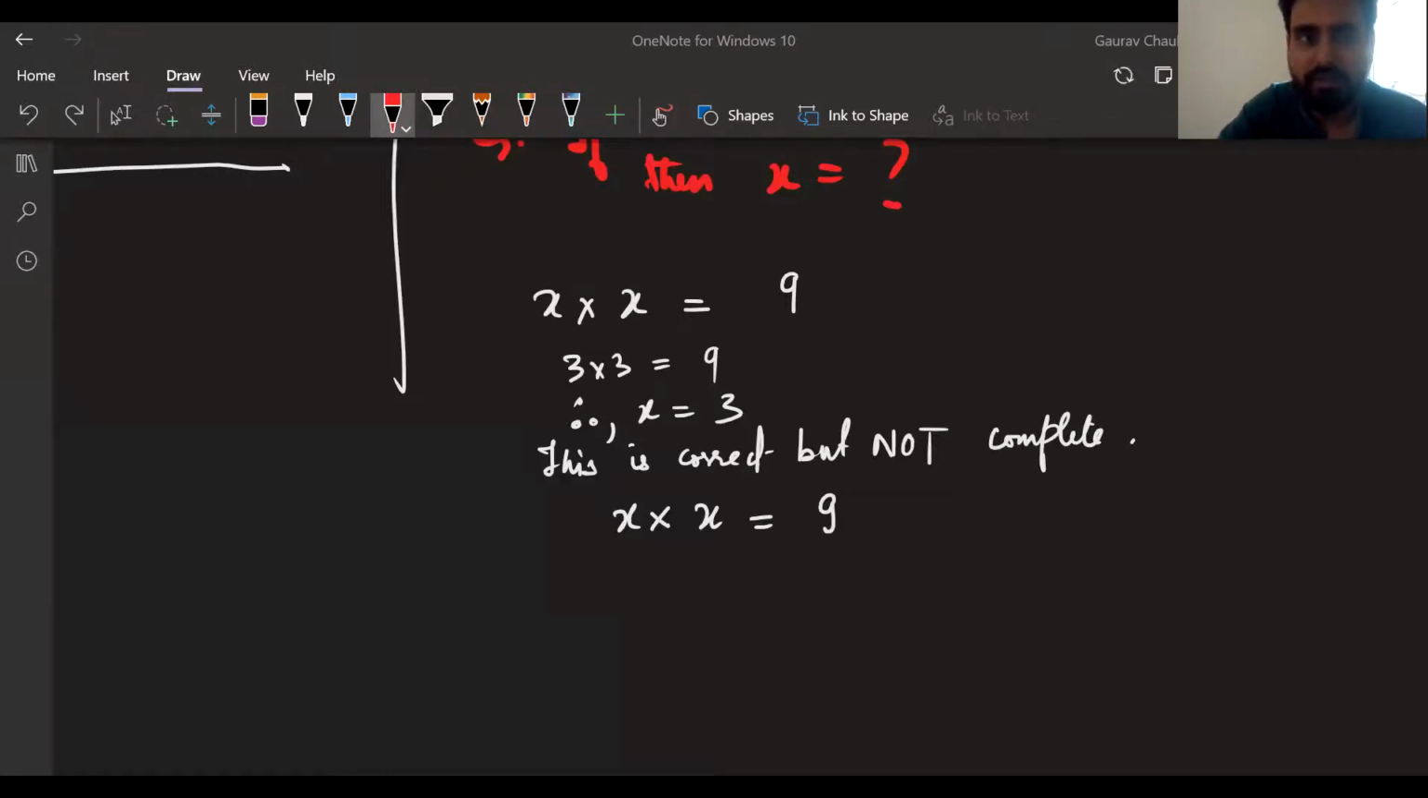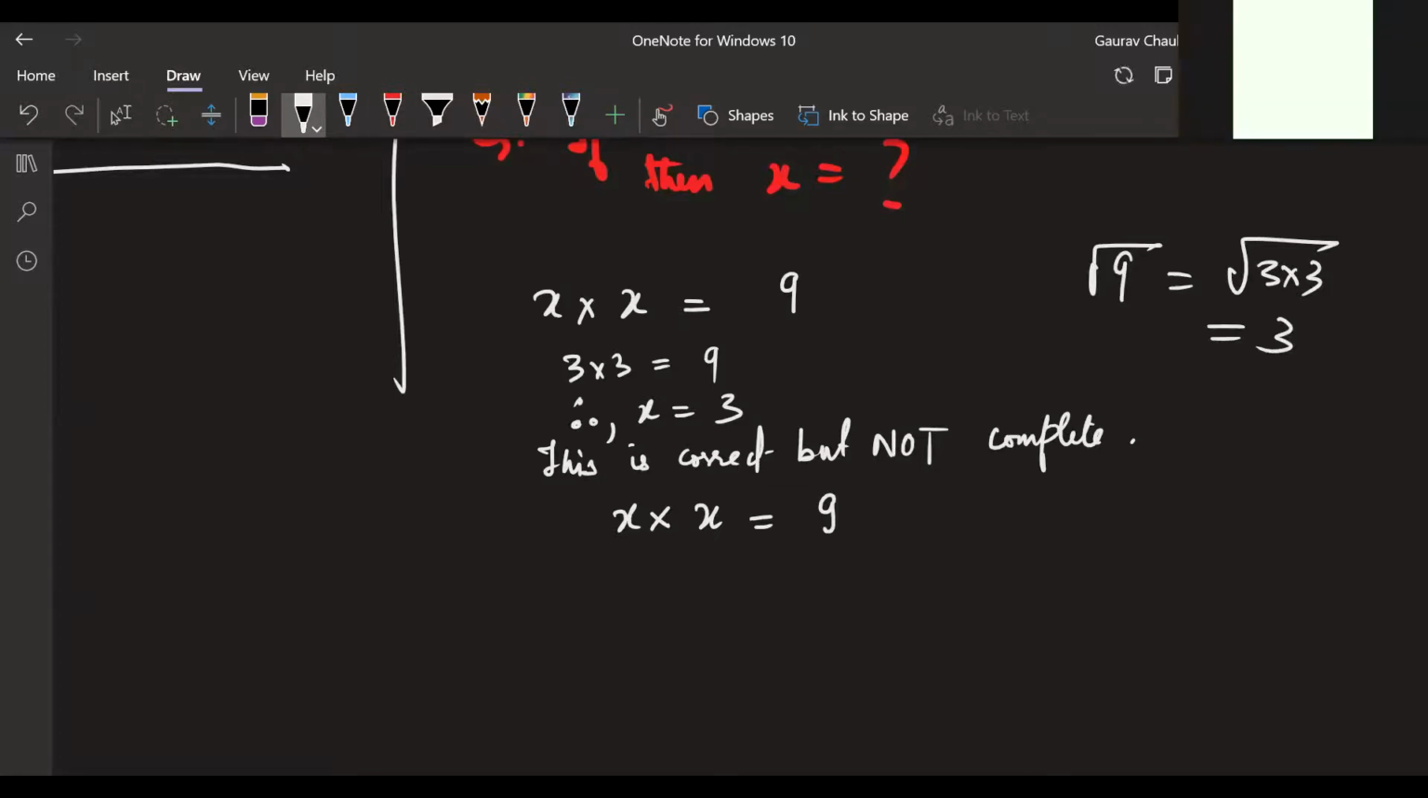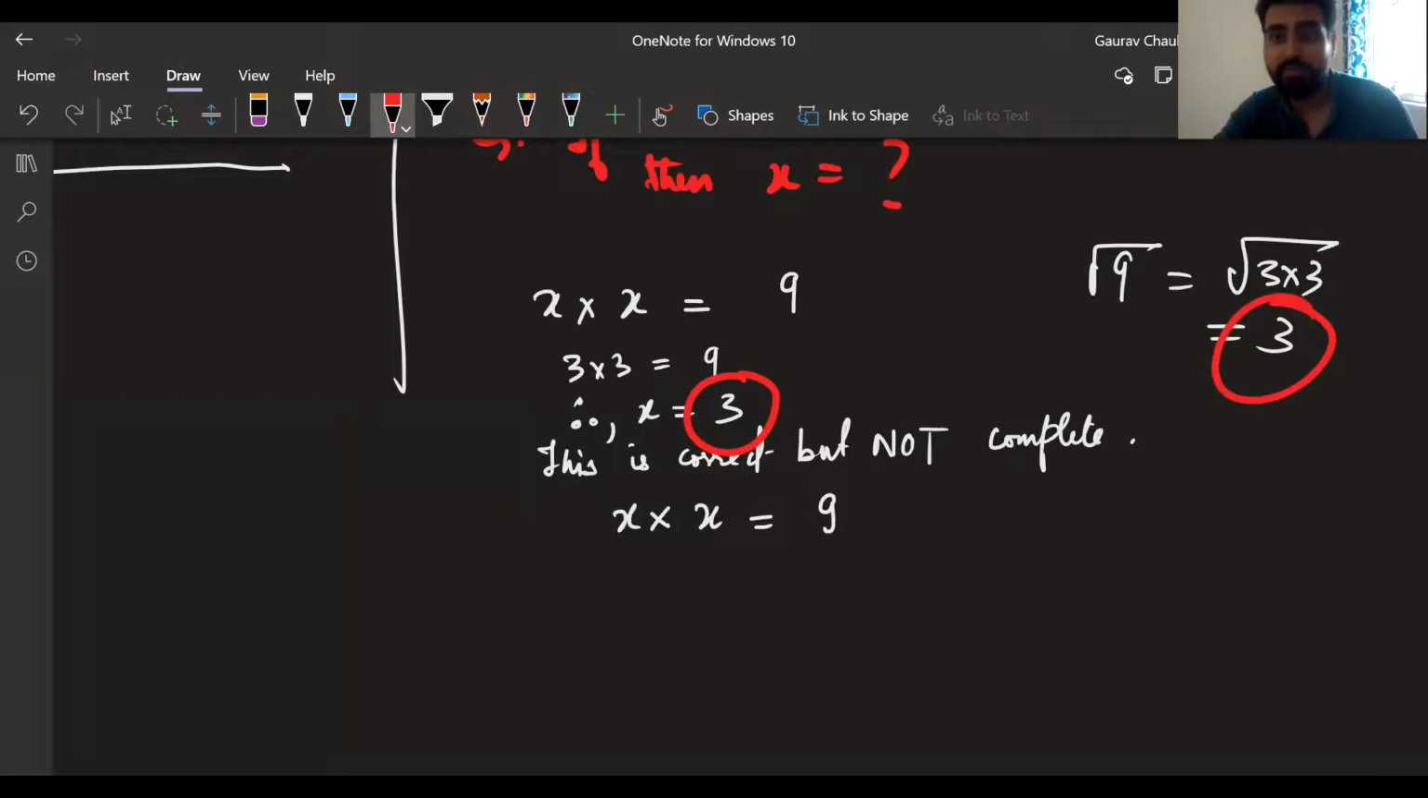Ma, root 9 is 3 only. No, Manisha, you take root 9. What is that? It's basically root over 3 into 3. That's equal to 3 only. No, sir, root 9 into root 9. Root 9 is what? It's the same number.